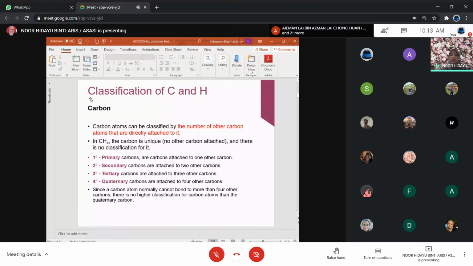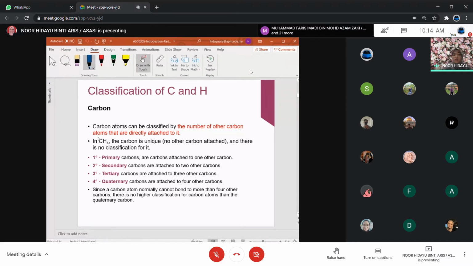The first part we have classifications of carbon and also hydrogen. So kita tengok dulu untuk carbon, how we want to classify that carbon. So carbon atom can be classified by the number of other carbon atoms that are directly attached or directly bonded into it. Okay, let's say we have a methane here. So the carbon is unique because no other carbon is attached and there is no classification for it. Okay, so we draw the structure of methane. So we have carbon that is bonded to 4 hydrogen.